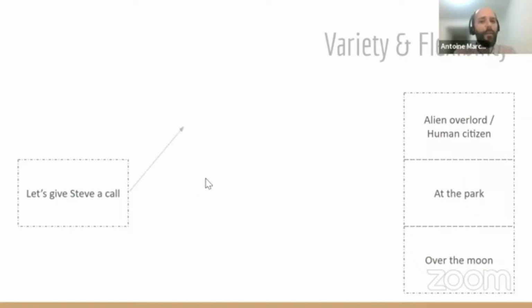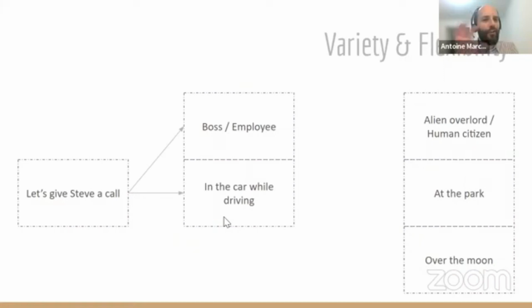But then we can add a level of relationship. Maybe I'm the employee, Mohammed is my boss. I'm asking, please, Mohammed, could we give Steve a call? It changes our relationship. We can add a context, a place where the conversation is happening. Maybe we're in the car while driving. So I'm the employee. I need my boss, who is driving the car at the moment, to give Steve a call. Changes the context.